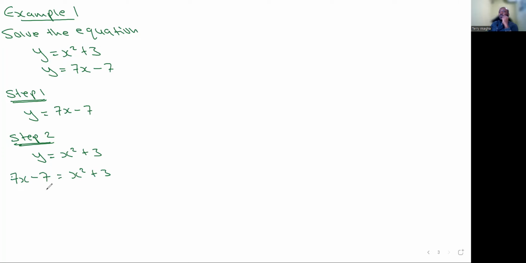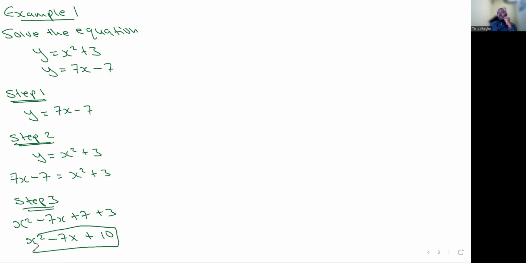So what I'm going to do, step 3, I'm going to take all the variables and numbers to one side of the equation. I'll take 7x to that side, so we're going to have x squared minus 7x. I'll take minus 7 to the other side, it's going to give me plus 7 plus 3. So that will give me x squared minus 7x plus 10. Okay? So this is the resultant.